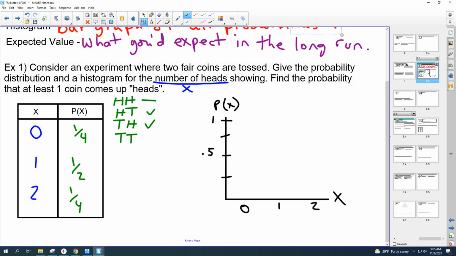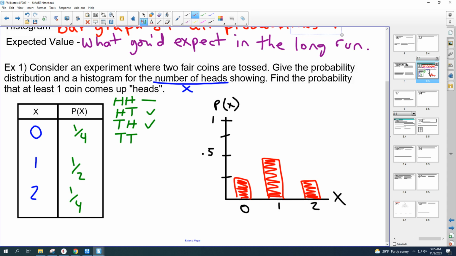But we're trying to draw a bar graph of the table. So 0 heads showing up has a probability of 1/4 or 0.25. So I would draw a bar like this. And 1 heads showing up is going to have a probability of 0.5. Like this. 2 heads showing up has a probability of 0.25. That's it. That's my histogram. Histogram shows the exact same information as the distribution.